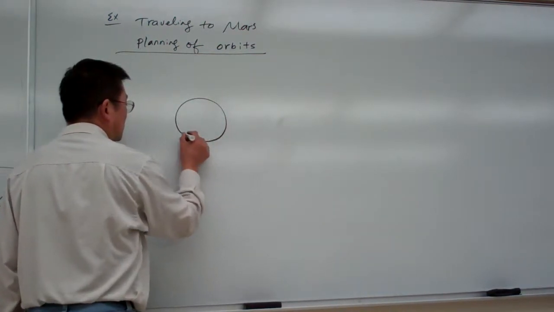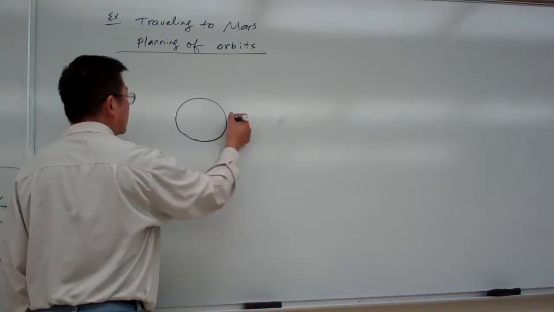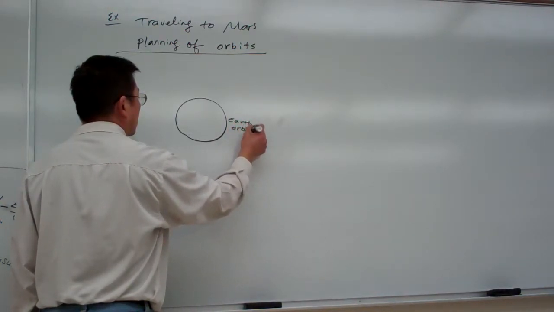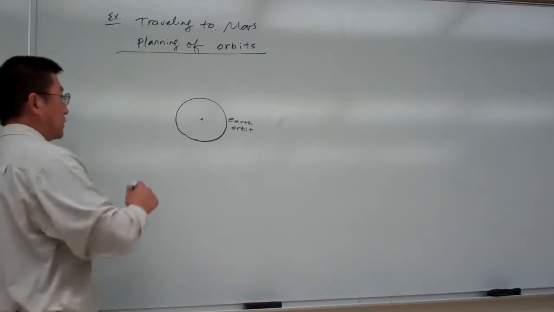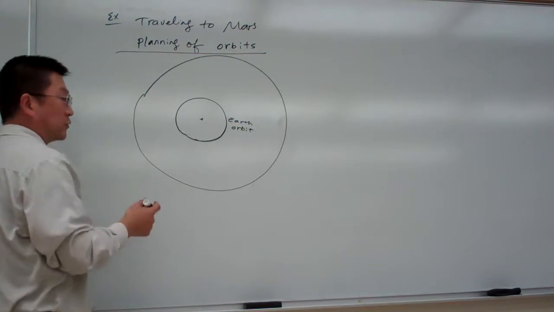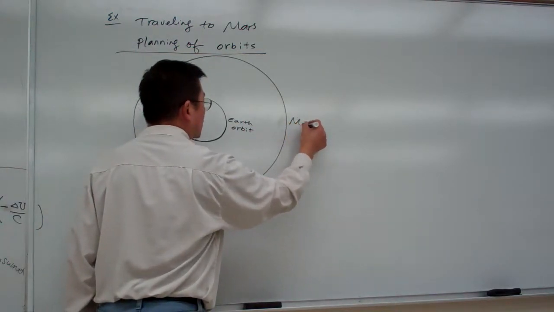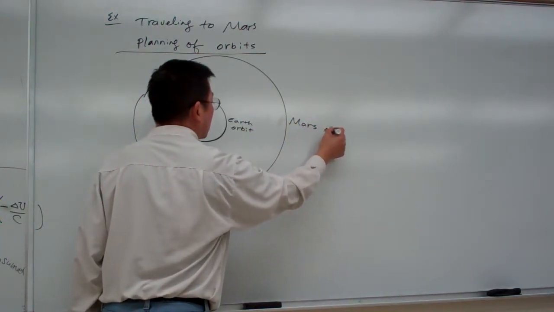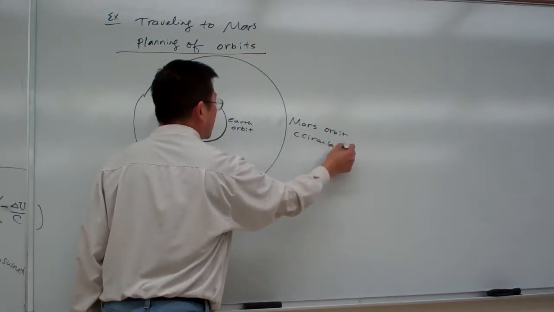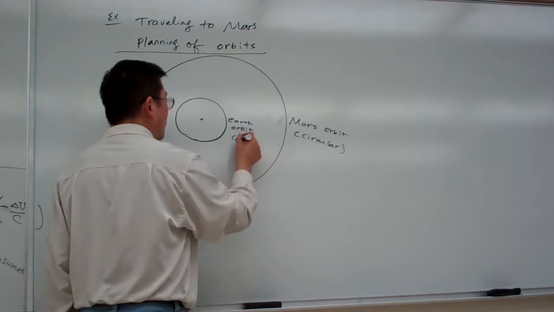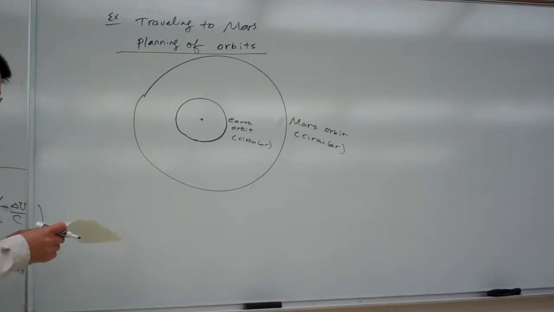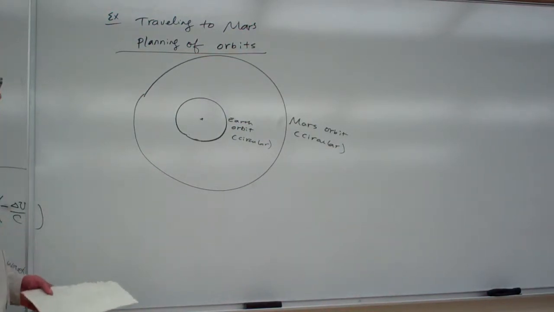this is the Earth's orbit, and this is the center of the Sun, and we assume they are in perfectly circular orbits. So this is Mars. They both are circular because here we just learned the Hohmann transfer. We assume they are circular. Okay.